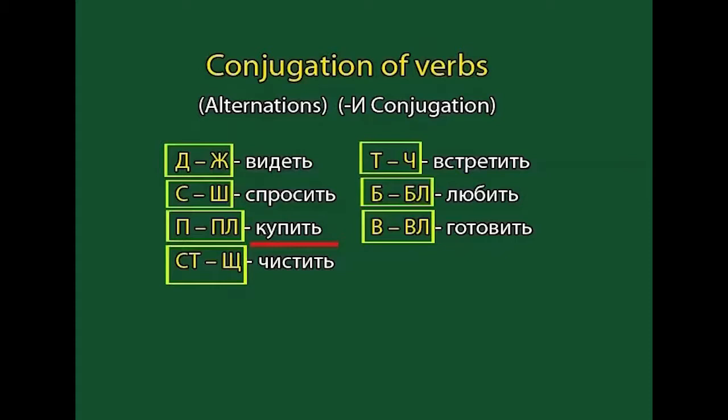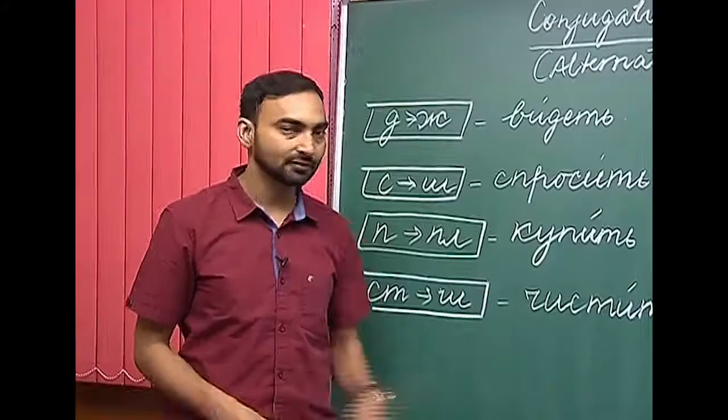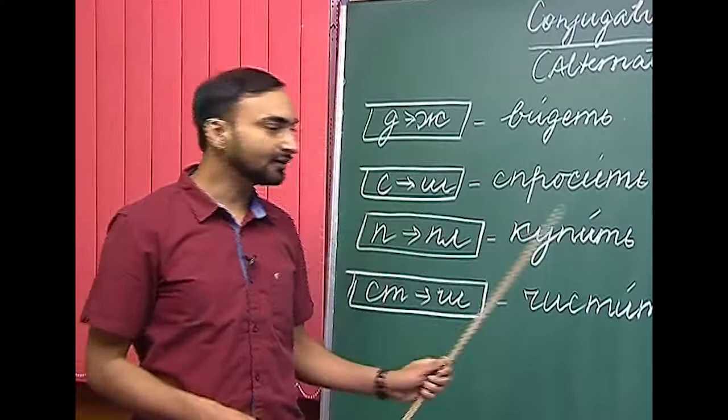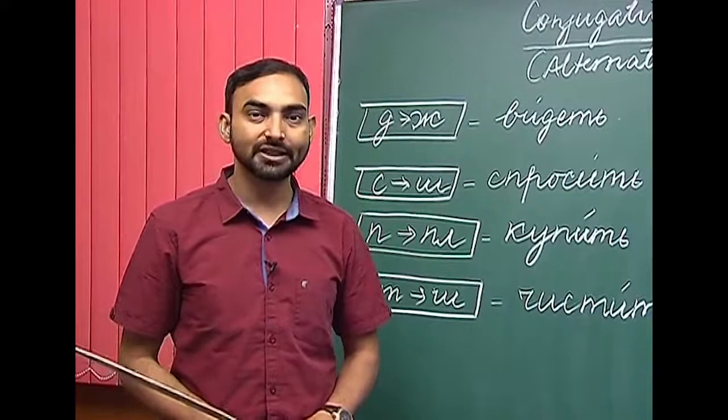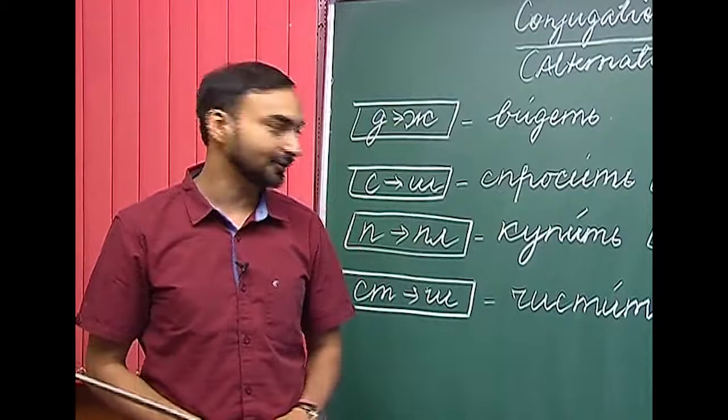For example, the verb kupit. Kupit is the perfective aspect of pakupat, which means to buy or to purchase. How do you conjugate kupit? Ya kupliu, ti kupish, onana kupit, mi kupim, vi kupiche, ani kupyat. So again, we are using this alternation in the first person singular number.